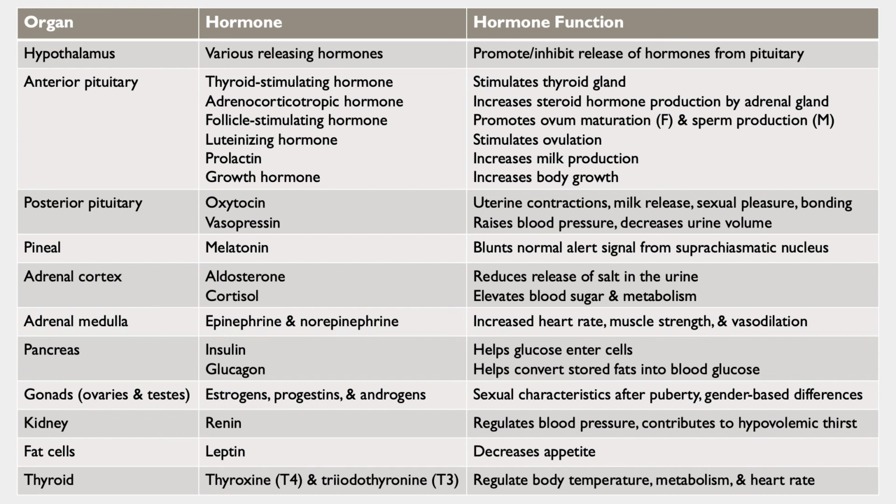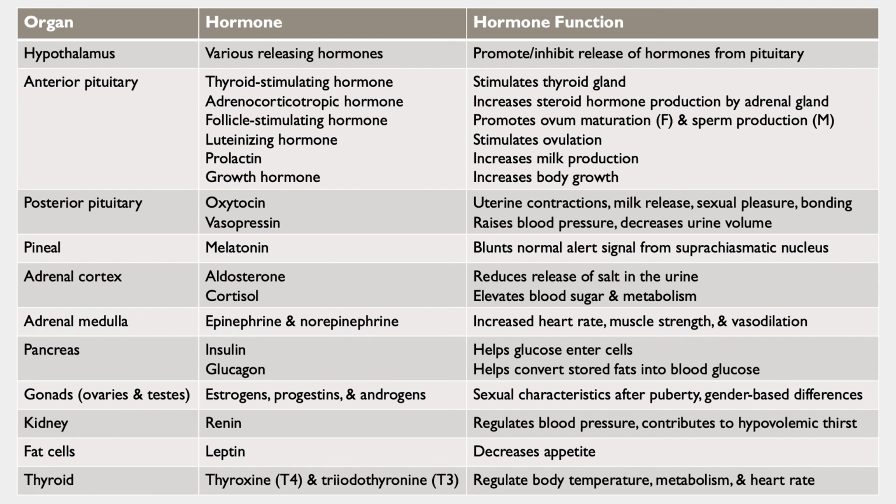The adrenal medulla is also part of the stress response, but rather than being part of the HPA axis, it's part of what's known as the sympatho-adrenal medullary response, otherwise known as the SAM response. It's for quick responses to stress, and it releases epinephrine and norepinephrine, colloquially known as the adrenaline rush. That leads to things like increased heart rate, muscle strength, and vasodilation.